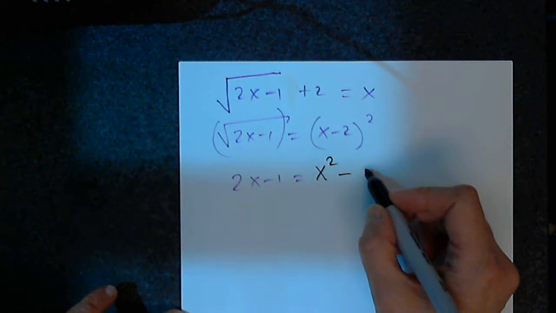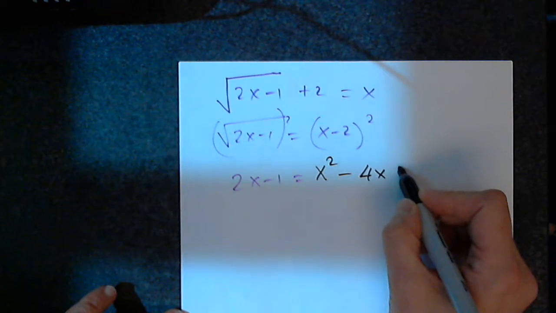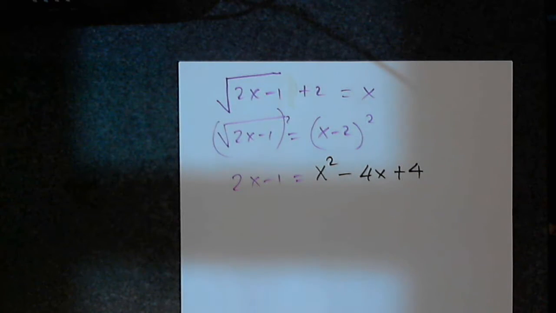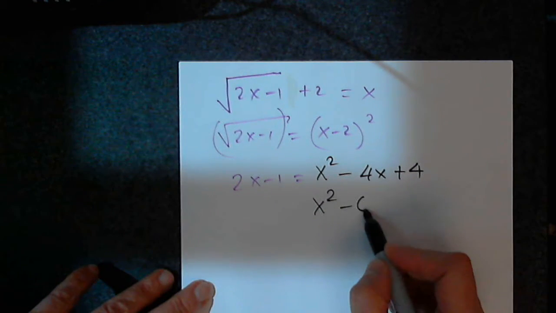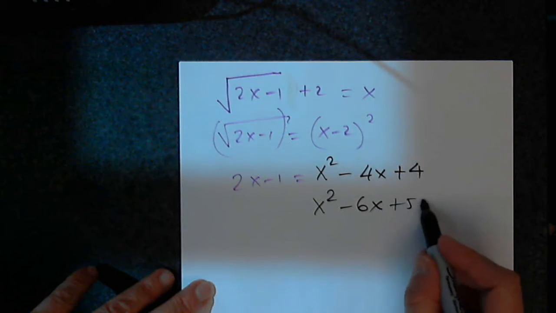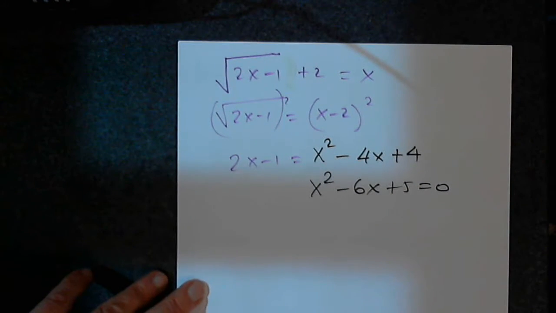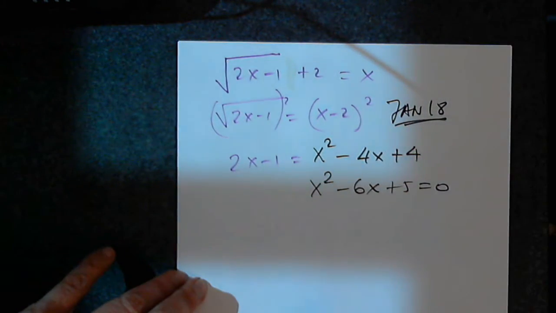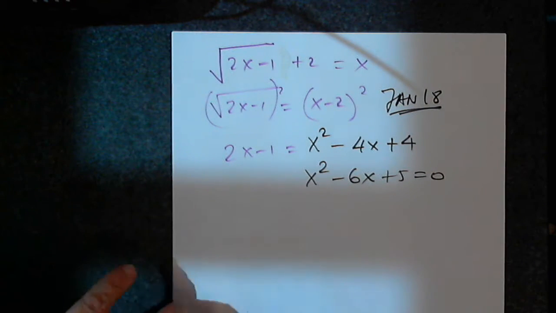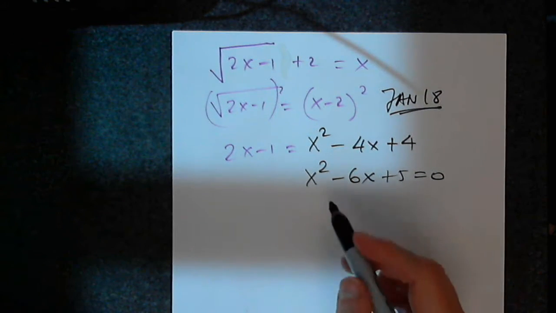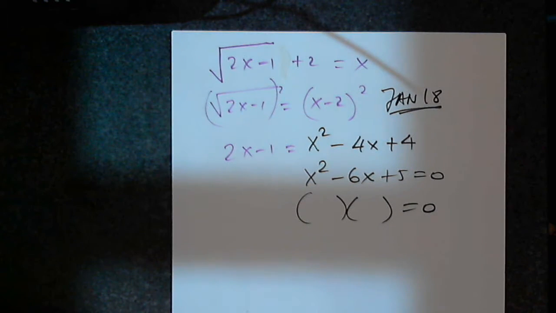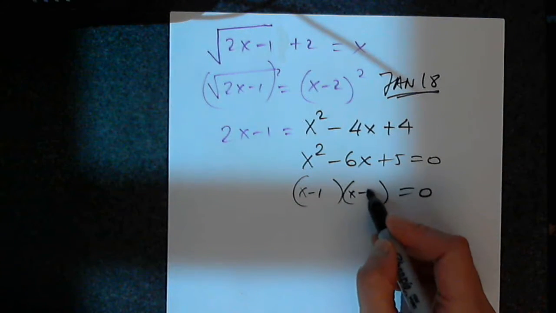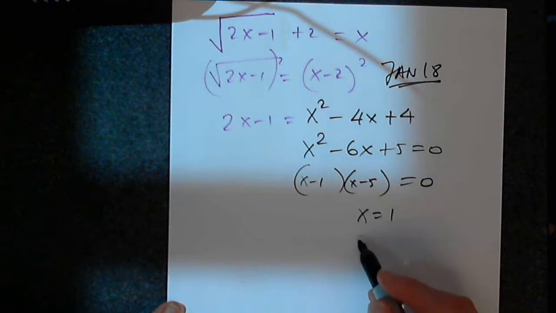x squared minus 4x plus 4. Yeah. Very good. So now we subtract 2x. So this is x squared minus 6x, and we're adding 1. Because if you remember, from January 18th, we keep talking about this. Right? So then I factor. And I get x minus 1 and x minus 5, right? And then I get x equals 1 and x equals 5.